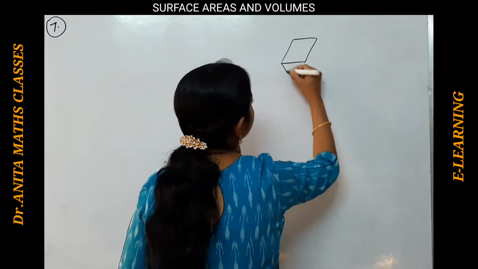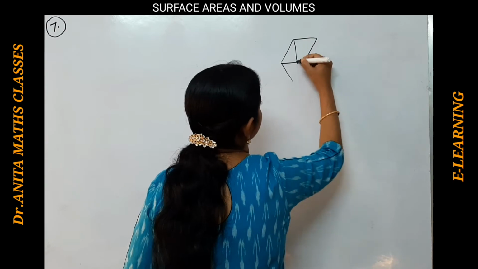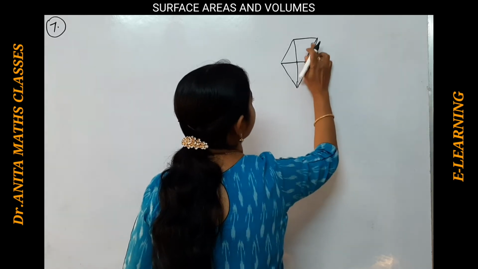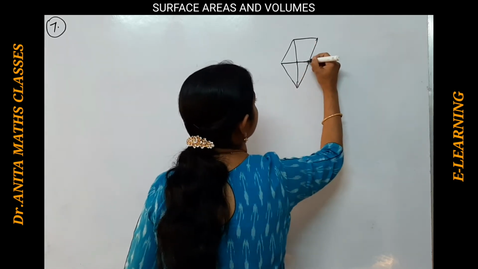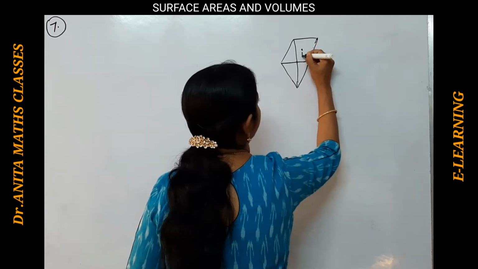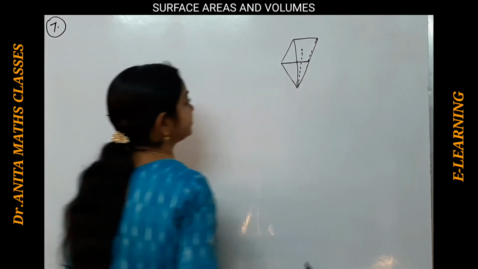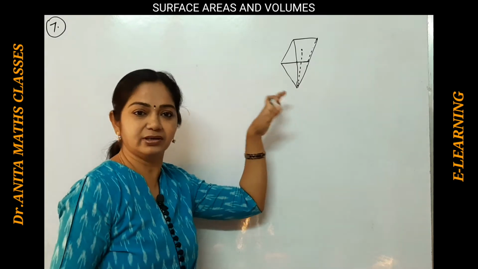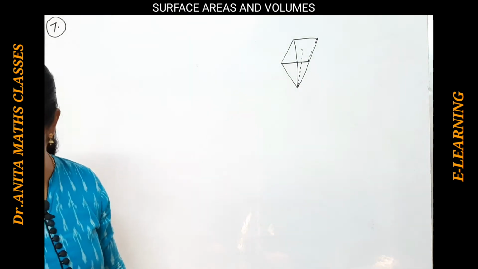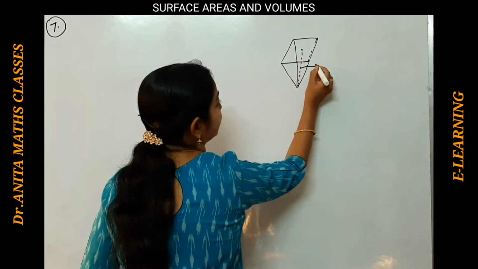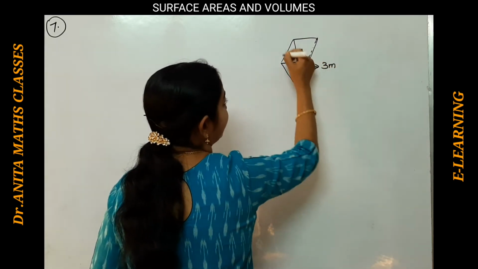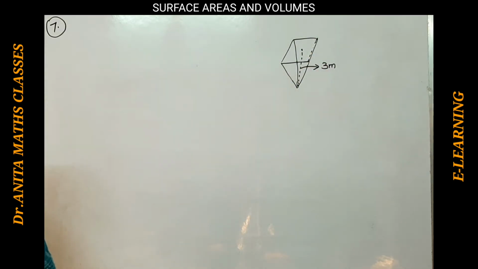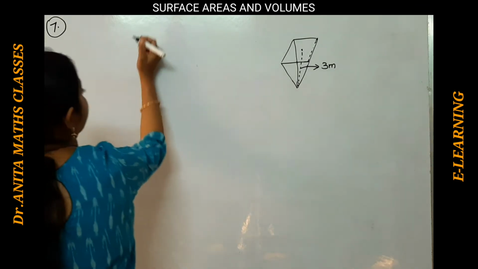I'll try to draw it, yes, somewhat like this, you get. Having a square base, okay. And given that it is a pyramid, I had kept it in the inverted form, and the dimensions given are, it is having a height of 3 meters, and the perimeter of the base, that is the square, is given as 16 meters. Now we have to find the volume of the pyramid, right?